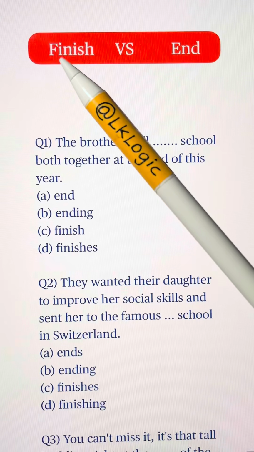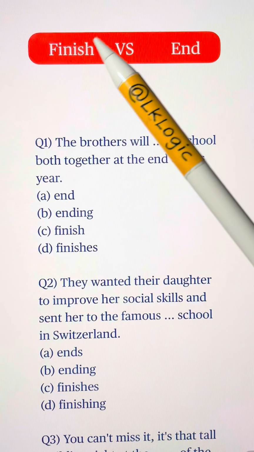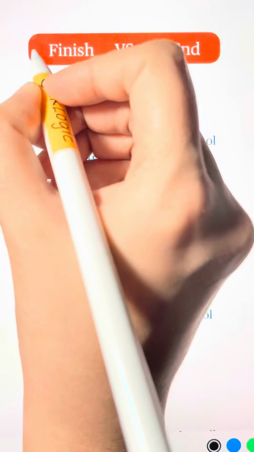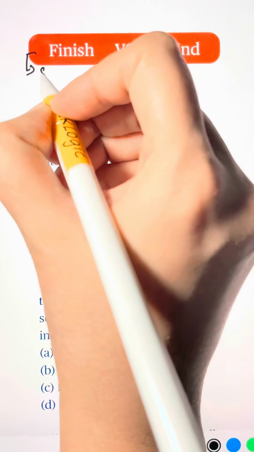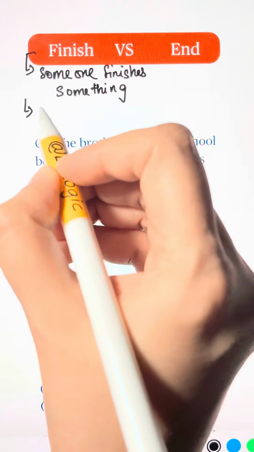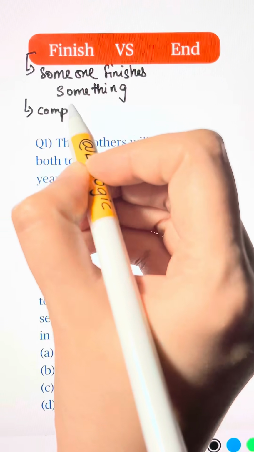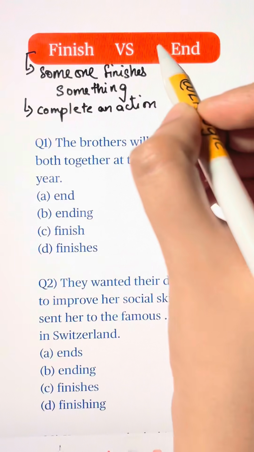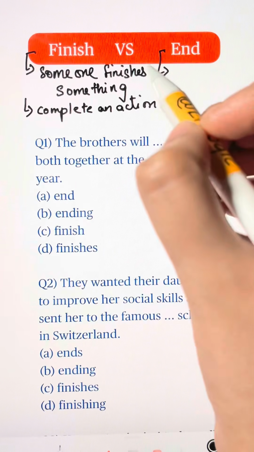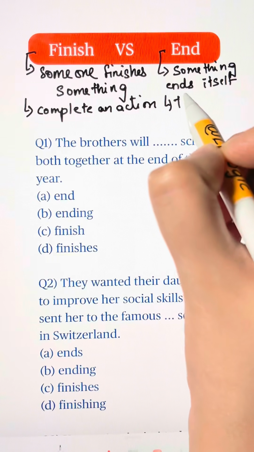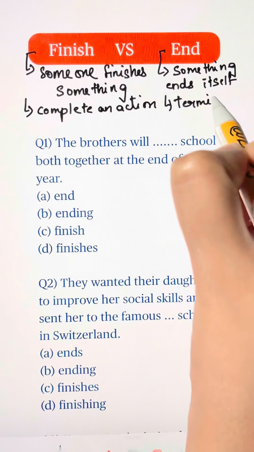Hi guys, in this video we're gonna learn about the difference between finish and end. So remember guys, you use finish when someone finishes something. That means to complete an action or a process. Whereas end means something ends by itself. That means to terminate something.